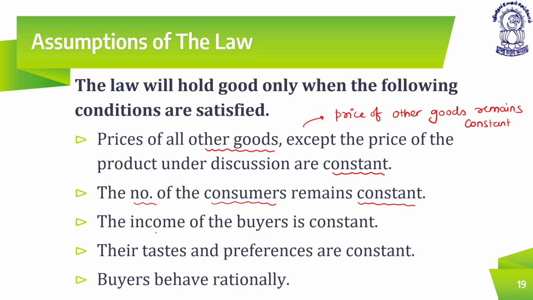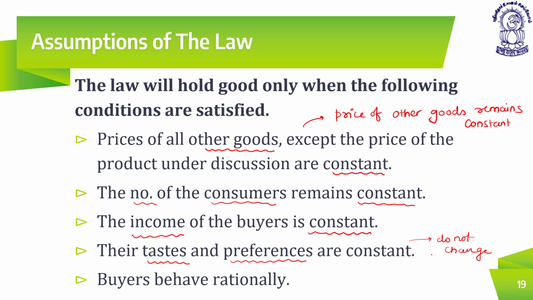The income of the consumers remains constant. So these are just assumptions. The taste and preferences of the consumer do not change. Now, frankly speaking, in the real world, it does not happen like this. But over here, it is an assumption of the law just to prove the law of demand. So taste and preferences of the consumer do not change and remain constant.